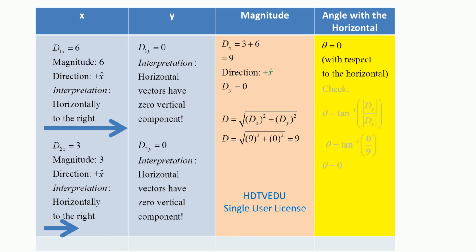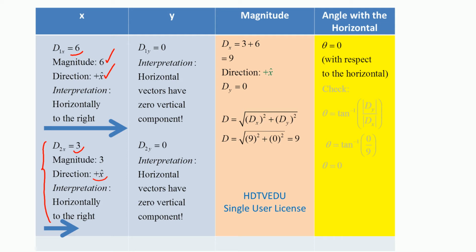What is d1? It is 6 units. So the magnitude is 6. What is the direction? Positive x. So what is the interpretation? We have d1 completely along the horizontal, so it is horizontally to the right, positive x. Now let us take the next vector, d2. What is the x component of that vector? It is 3 units. And what is the direction? Again along positive x, horizontally to the right.